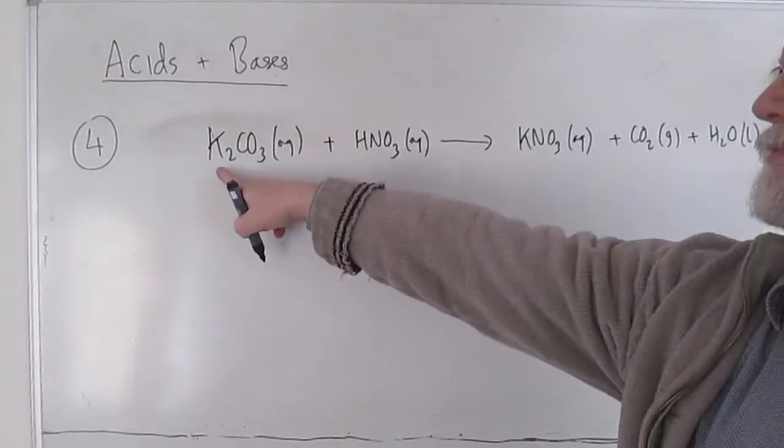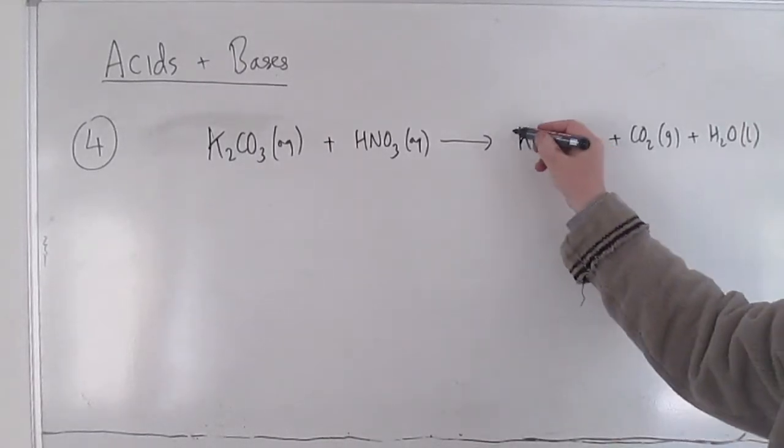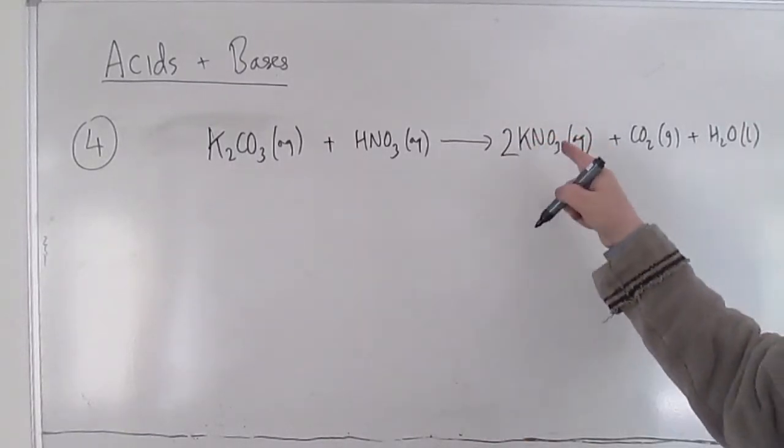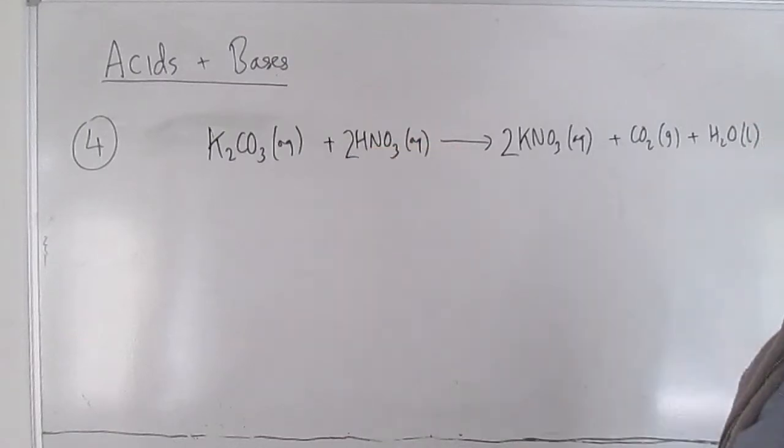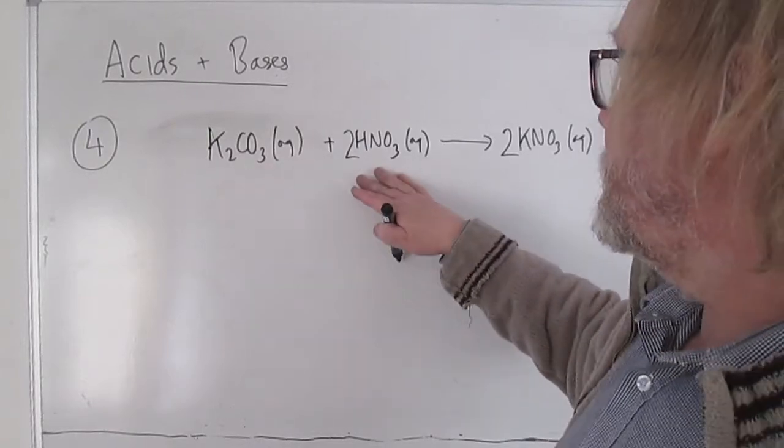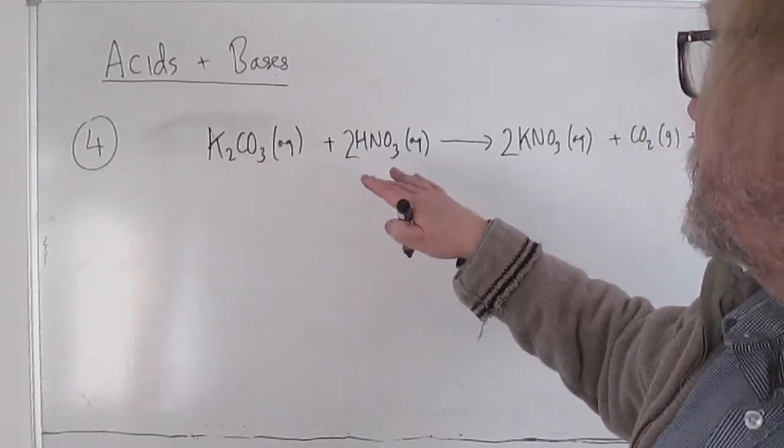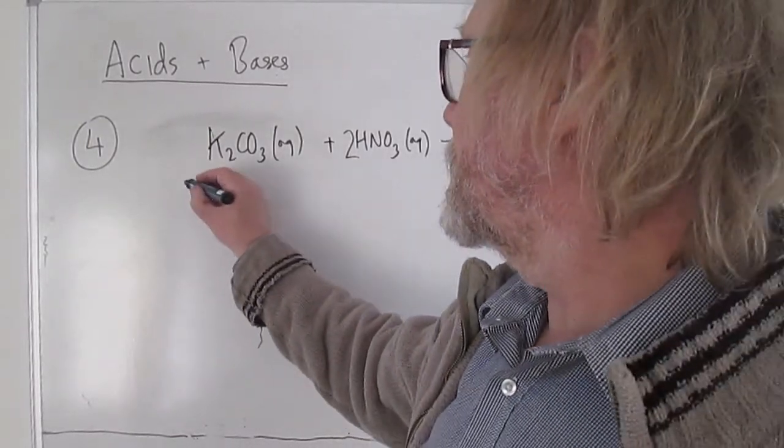And you can see, because we're stuck with 2 K+ there, we're going to have 2 KNO3s. That means we need 2 nitrates. So that's going to have to be a 2 as well, and then the CO2 and the water balance it up. So that's your full equation. When it comes to the ionic equation, it's all in solution here and here and here. So lots of separate ions.